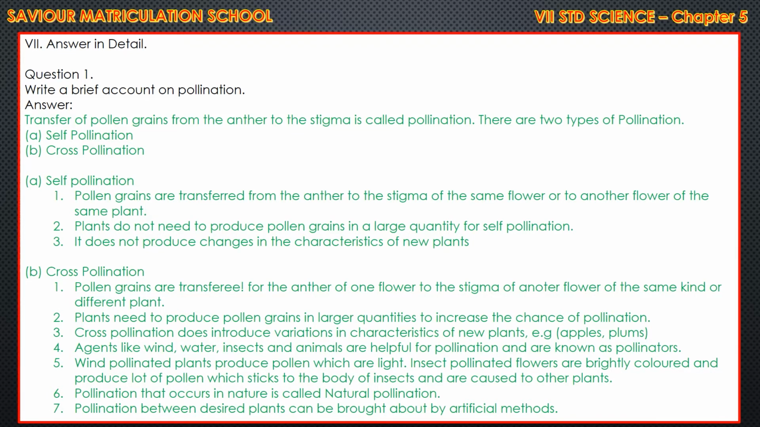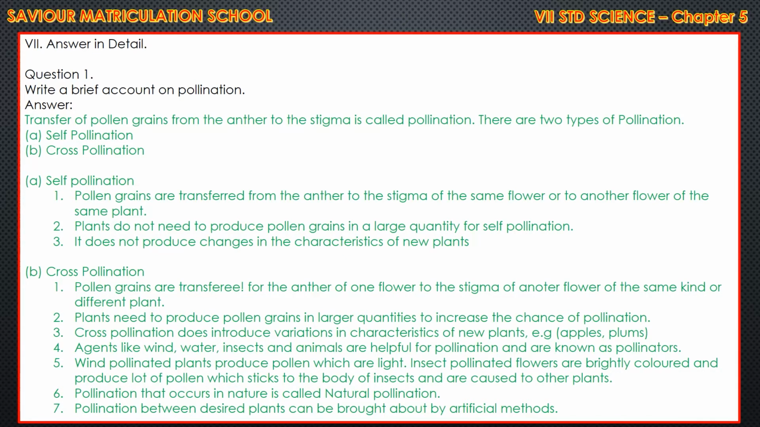Transfer. Plants need to produce pollen grains in large quantities to increase the chance of pollination. Cross-pollination introduces variations in characteristics of new plants, for example, apples and plums. Agents like wind, water, insects and animals are helpful for pollination and are known as pollinators. Wind-pollinated plants produce pollen which is light.